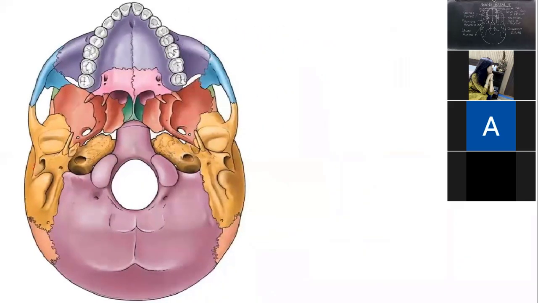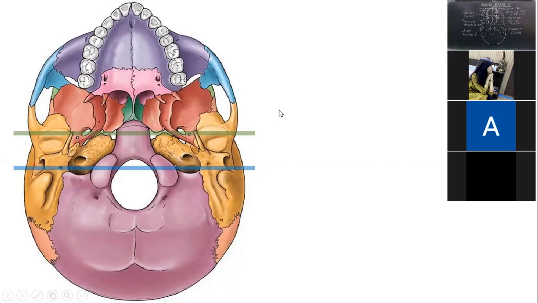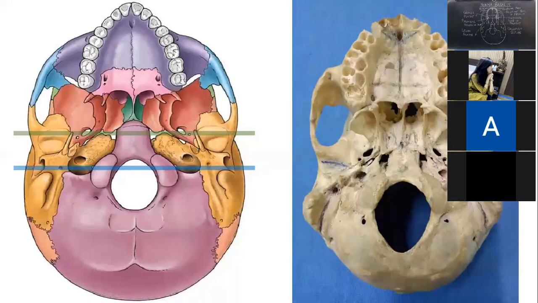So what we have done is we have divided this Norma Basalis into three parts by these two imaginary lines. I hope you can see the lines. Zygomatic process of frontal bone. Okay, I'll just come back to that. So here we have divided the Norma Basalis into three parts with the help of two imaginary lines. So side by side, we will see the real skull with the image. So again, we have divided the skull into three parts. Okay. So this is how we have divided.